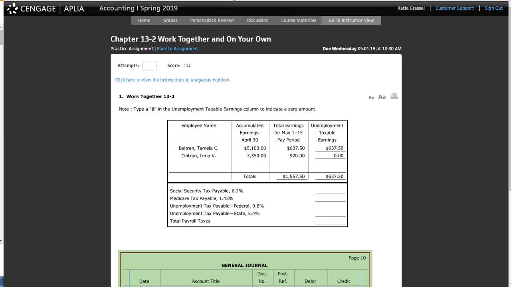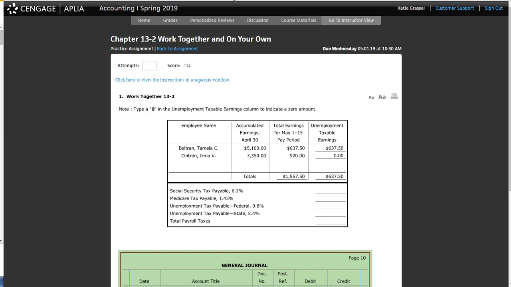Medicare tax payable. Are you going to multiply that by total earnings or unemployment tax earnings? Total. So I'm going to take 1.45% times $1,557.50. That number is going to go straight across.